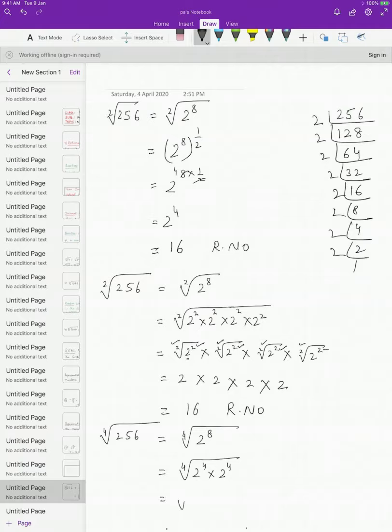This can be written as 2 raised to the power 4 into fourth root of 2 raised to the power 4, which is again 2 into 2, because order and power are the same, so this number 2 can be taken out. Similarly, here the order and power are the same, so this number 2 can be taken out. So the answer comes out to be 4, which is a rational number.